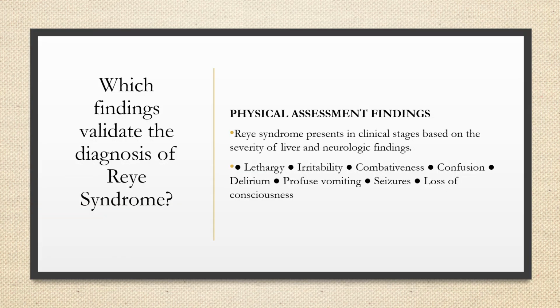So which findings validate the diagnosis of Reye syndrome? So physical assessment findings: we have lethargy, irritability, combativeness, confusion, delirium, profuse vomiting, seizures, loss of consciousness. So that does mimic a lot of our neurological disorders that we will talk about today. But the commonality that we see with Reye syndrome is the child has had some sort of viral illness recently and has been given aspirin, or it can be just the viral illness that could cause the Reye syndrome. So those symptoms are very similar to many others. So that's the difficulty with diagnosis.